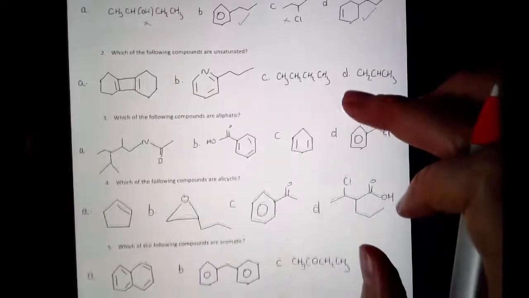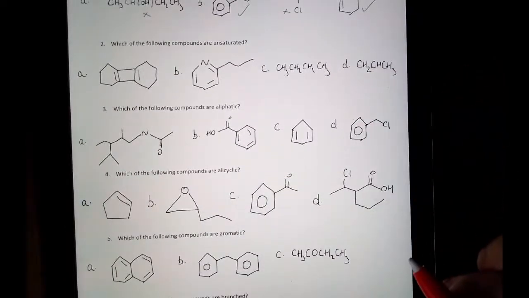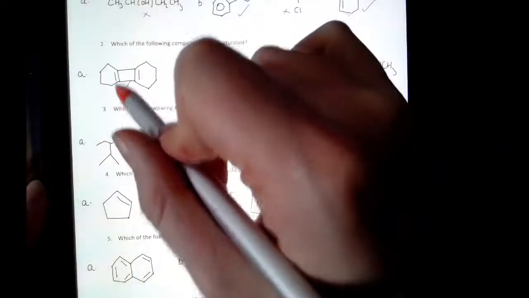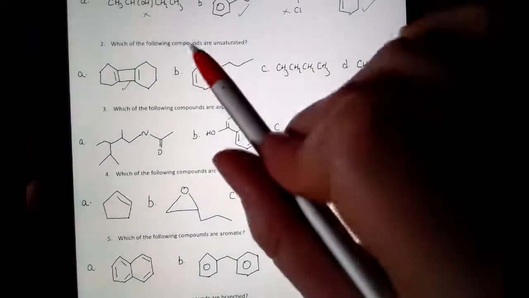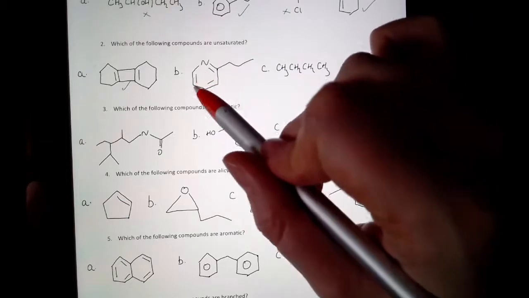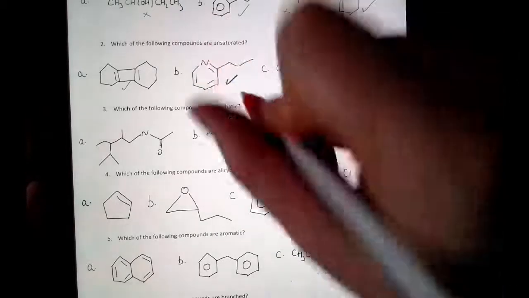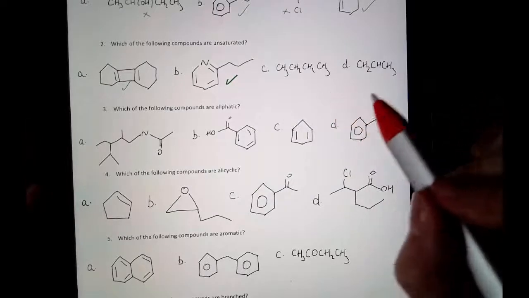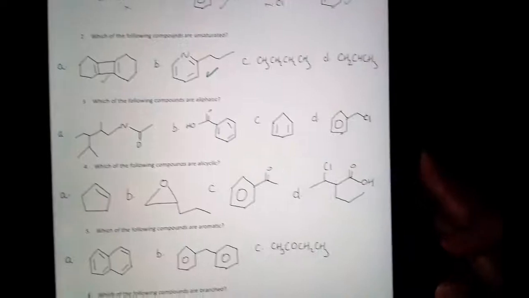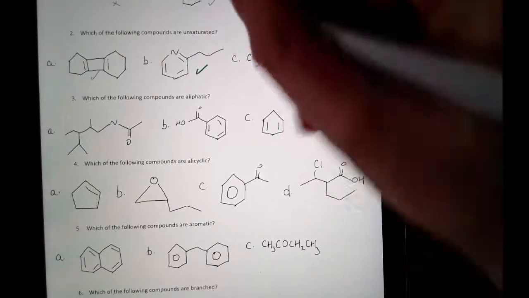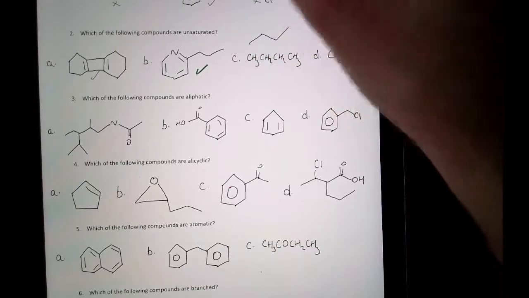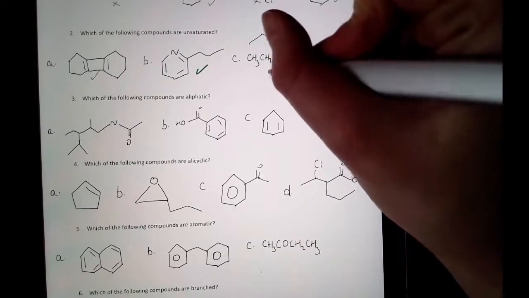Unsaturated, we said unsaturated must contain at least one carbon-carbon double or triple bond. Straight away in A, I can see I've got 2 carbon-carbon double bonds. In B, I've got a carbon-nitrogen double bond, but I've also got 2 carbon-carbon double bonds. That makes B unsaturated. If I look here at C, I've drawn it in structural formula, which is a little bit harder to see. So if I were you, I would draw this out in skeletal so that it's easier to see. I've got a CH3 going to a CH2, going to a CH2, going to CH3. There are no double bonds there, so it is not unsaturated.